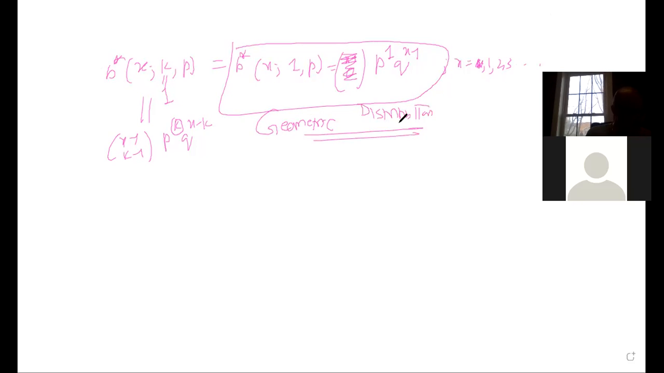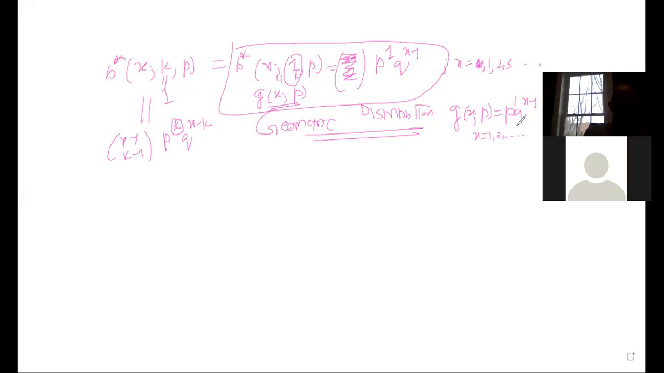Geometric distribution. People denote it by G, for geometric, as G of x and p. Because k is equal to 1, when you write G it is understood that k is equal to 1. So people denote the same thing as G(x;p). The geometric distribution is expressed in this form also: G(x;p) is equal to p to the power 1 and q to the power x minus 1, or p q to the power x minus 1, where x is equal to 1, 2, and so on.